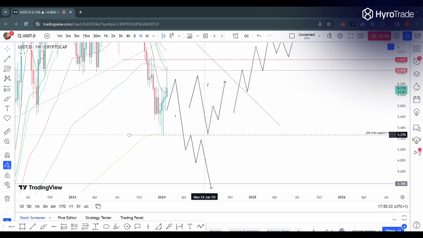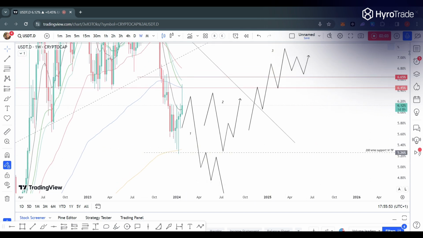So what did we get? We got a huge dump on Bitcoin. It dumped right away from $49,000 to almost 38,500-something. I don't remember the exact price now, but we can check it later.